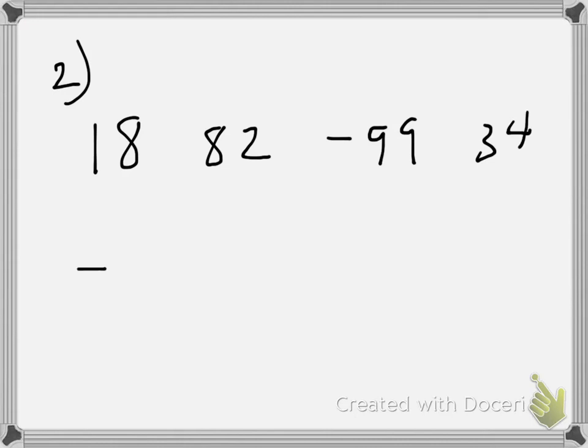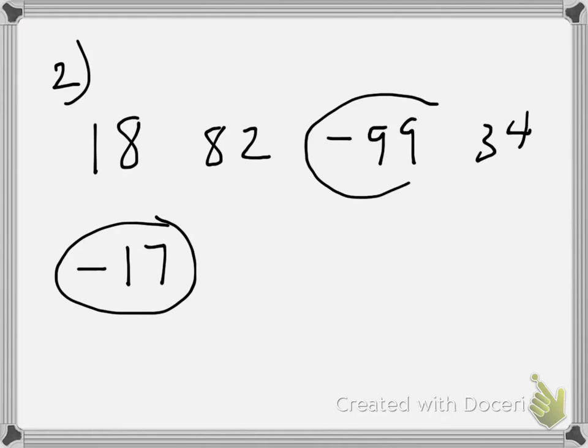For number 2, it says circle the negative numbers in the following list. And they give the following numbers. And of course, the ones that are negative are negative 17 and negative 99. Any number like 18 that does not have a sign is automatically positive. So 18, 82, and 34 are all positive numbers.